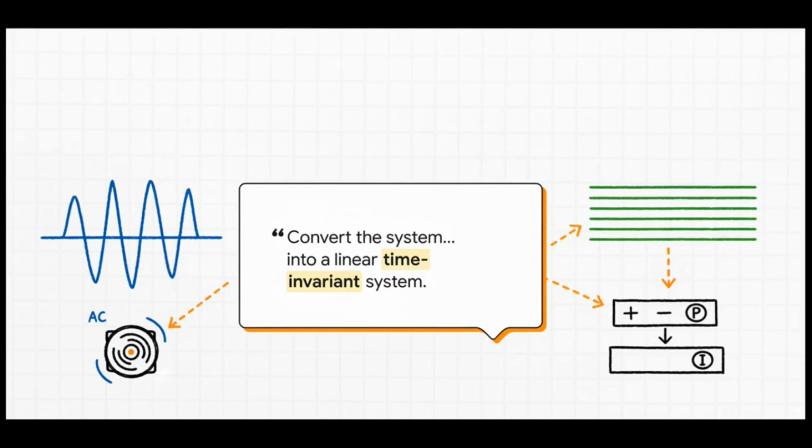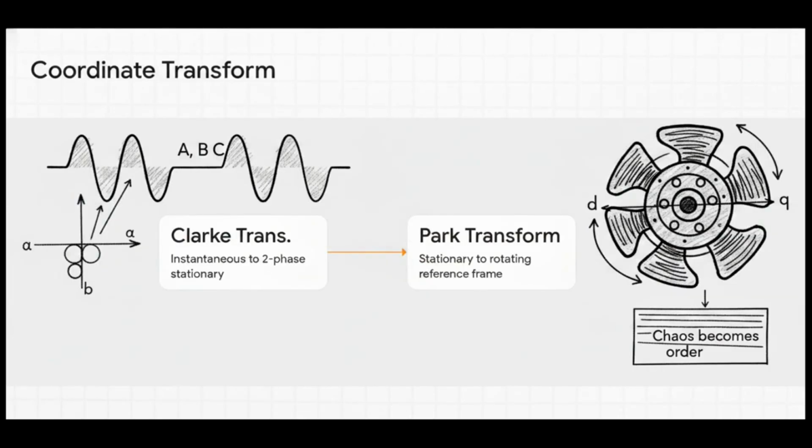But if we can use math to effectively freeze time, looking at the motor from the perspective of the spinning rotor itself, those crazy oscillating waves suddenly look like flat, steady DC lines. And once your inputs look like steady DC lines, you can just use simple, tried-and-true proportional integral, or PI controllers to manage them. We make this time-invariant state happen using a really clever two-step mathematical recipe.